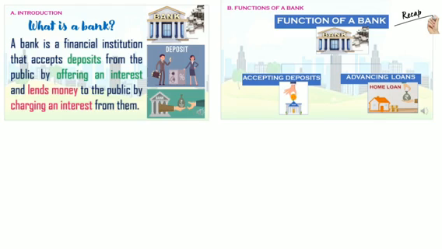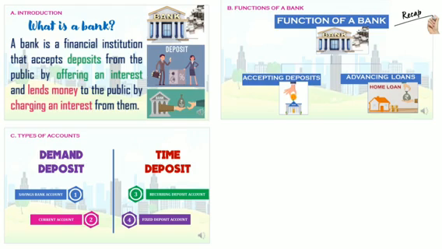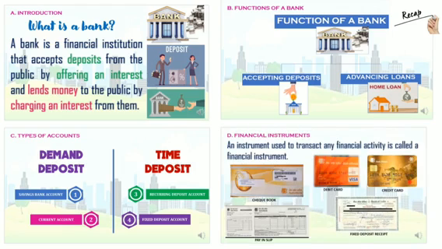Let's recap. In this video, we have learned about what is a bank. We learned the functions of a bank, that is accepting deposits and advancing loans. Then we learned the types of accounts, classifying mainly on demand deposit and time deposit. Under demand deposit, we have the savings bank account and the current account. While on the time deposit, we have the recurring deposit account and the fixed deposit account. And lastly, we learned the financial instruments like checks, pay-in slip, debit card, credit card, and fixed deposit receipts.